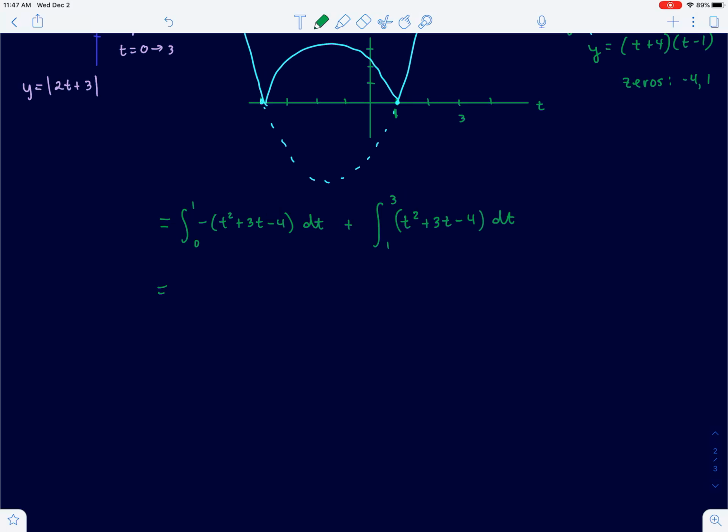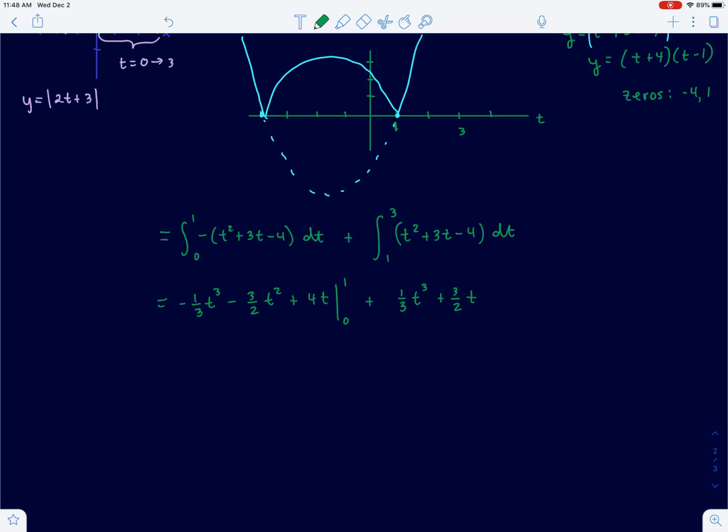Okay. So we've got -t squared, so the integral. That's going to be -1/3 t cubed minus 3/2 t squared plus 4t. We don't need the plus c because of the limits of integration. When we plug them in, the c would go away. Plus 1/3 t cubed, and this is t squared minus 4t, evaluated from 1 to 3.